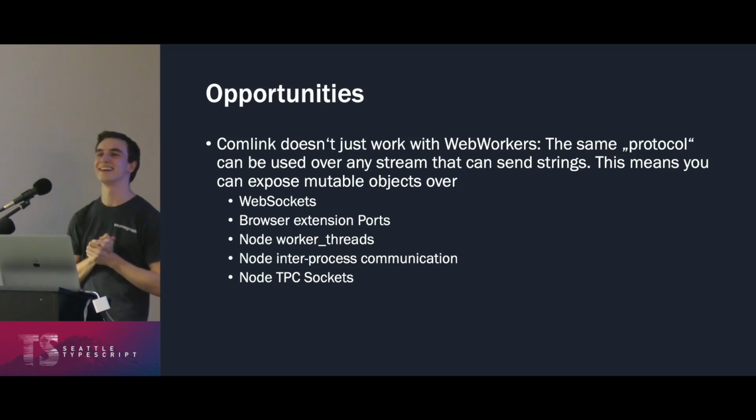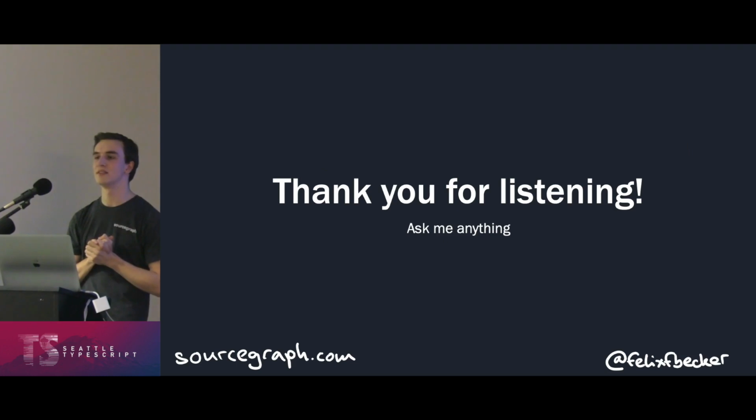Are these published as the @types/comlink package, or is this private to Sourcegraph? The types are integrated into Comlink. They ship with the bundle.